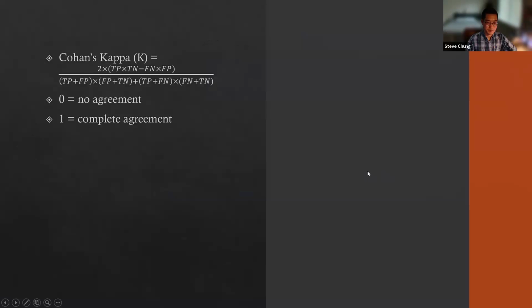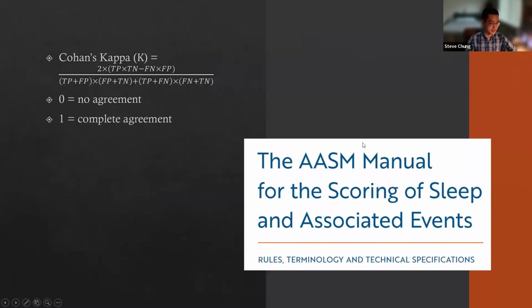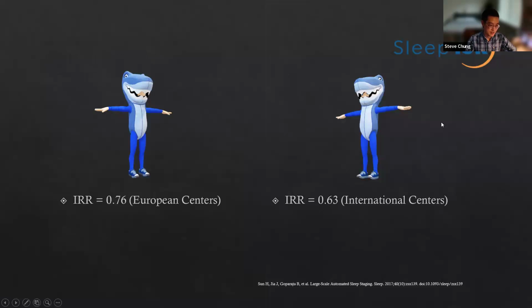There's a formula that's used to calculate the agreement and disagreement between two scores, and it's called kappa, or Cohen's kappa. So 0 means no agreement, and 1 is ideal, an identical agreement, so complete agreement. In different literature, the kappa value ranges from 0.63 to 0.76 in different centers, and I have it outlined here. So just to drill the numbers in your head, the value is typically around 0.63 to 0.76 for human scoring.